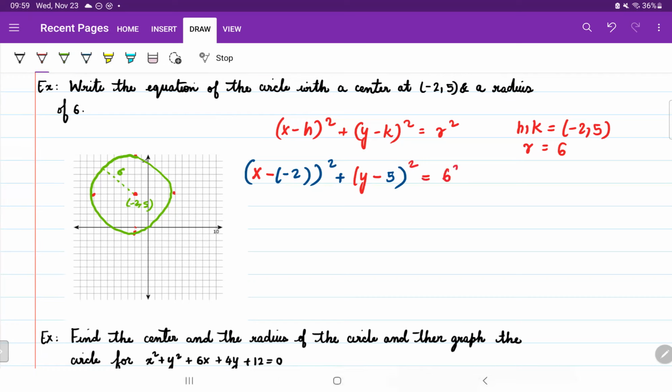And now we have 6 squared. Simplifying this a little bit, we have x plus 2 whole square plus y minus 5 whole square is 6 squared, or 36. So that is our circle equation where the center is minus 2 comma 5 and the radius is 6. Okay.